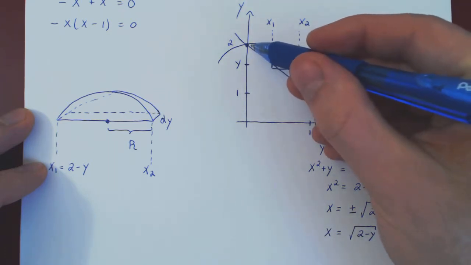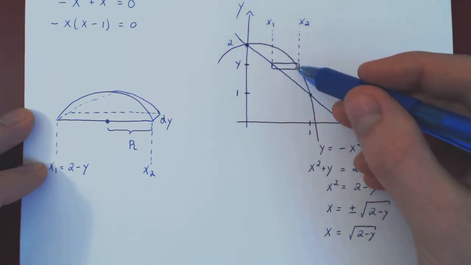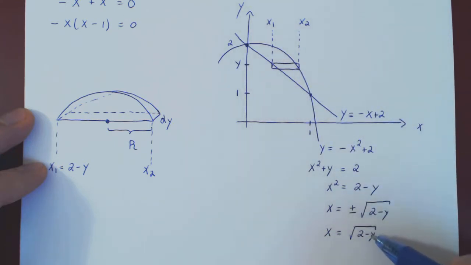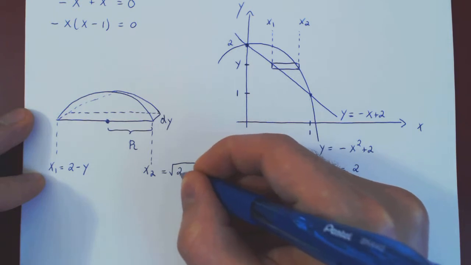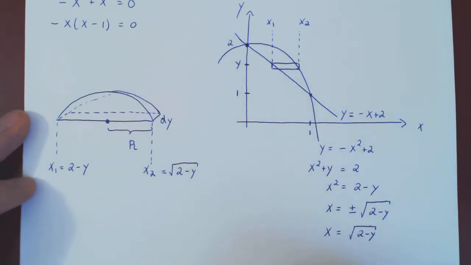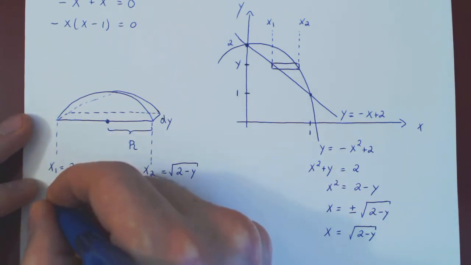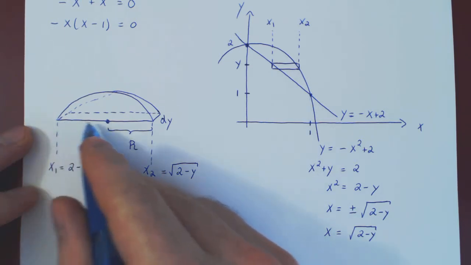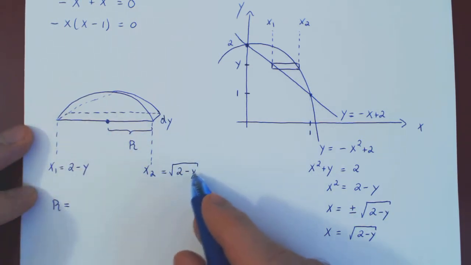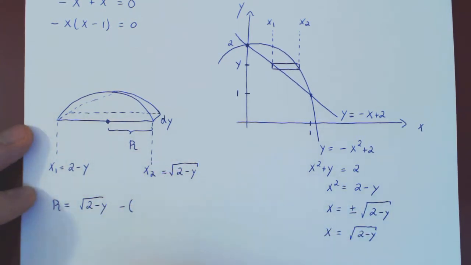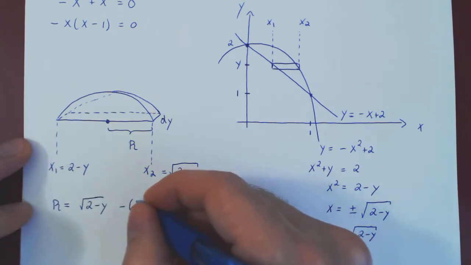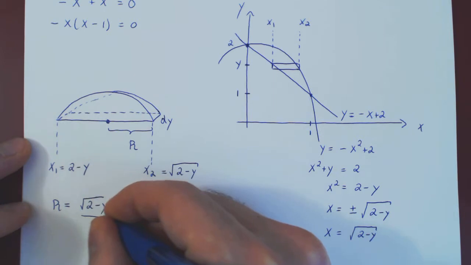And so, in the first quadrant on this curve, x is the root of 2 minus y, as this is the positive solution. And that is our x2. And now we can of course find the radius. The radius is the length of the rectangle over 2. So we take the bigger x value, root of 2 minus y, minus the smaller x value, 2 minus y, and we divide by 2.